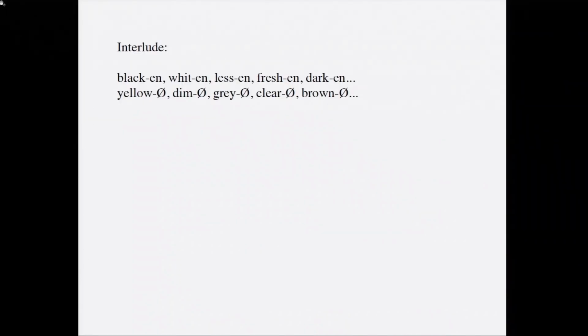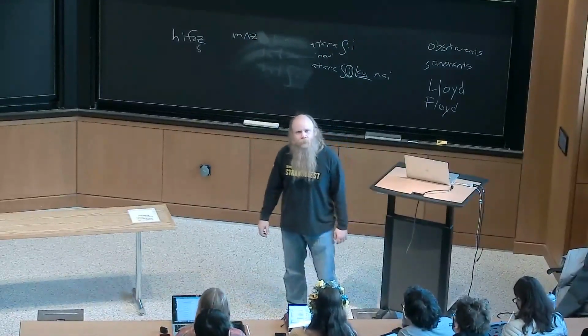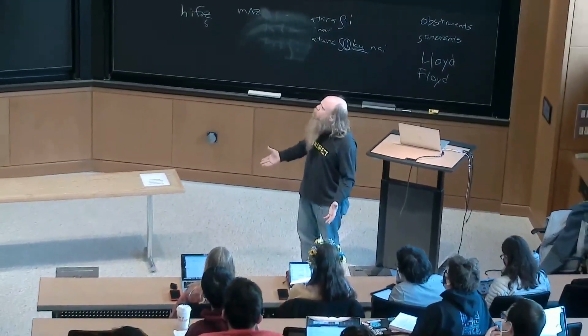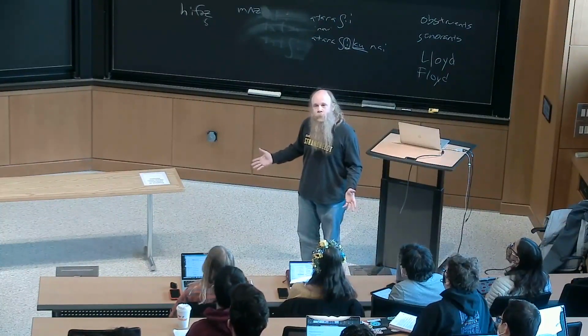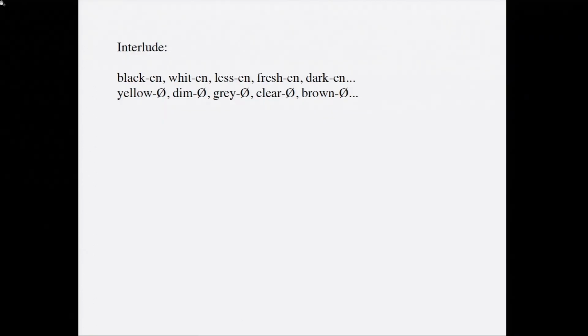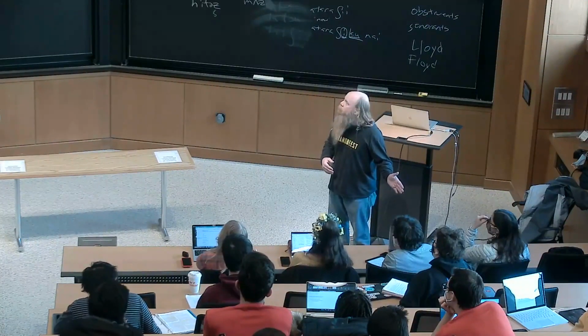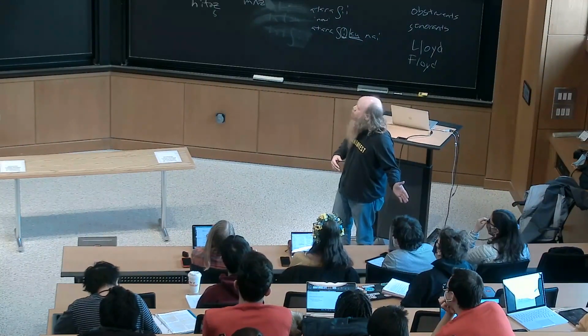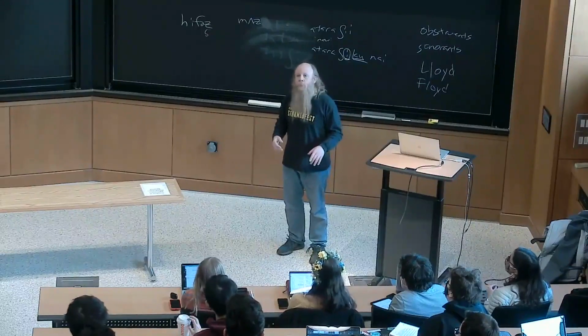All of those things, if you want to make them into verbs, they're just verbs. Does that sound right? What's the difference between black, white, less, fresh, and dark on the one hand, and yellow, dim, gray, clear, and brown on the other? They end with voiceless stops in the first line. In the first line, black, white, and dark end with voiceless stops, and less and fresh end with voiceless fricatives. Nice.